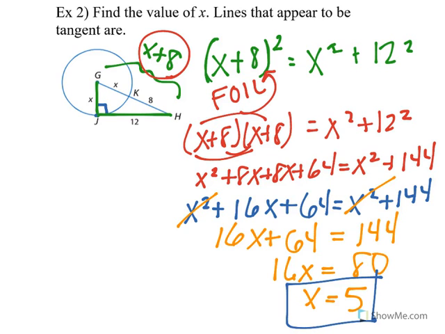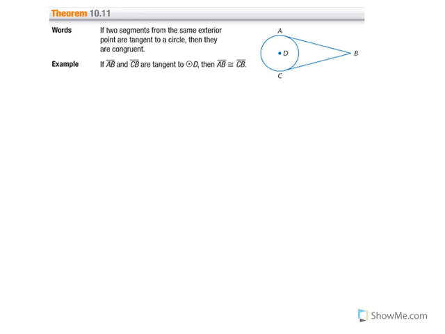So when they tell me lines that appear to be tangent are, they're telling us that at that point of tangency, that angle would be 90. So we end up with a right triangle. Okay? Let's keep going.